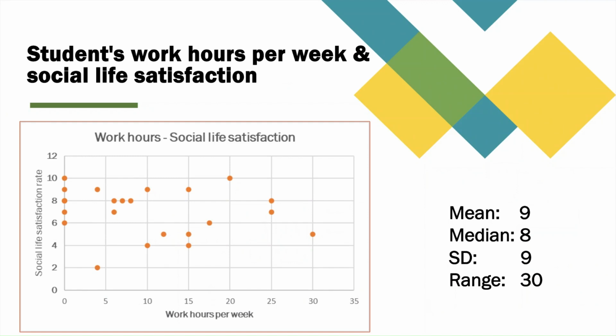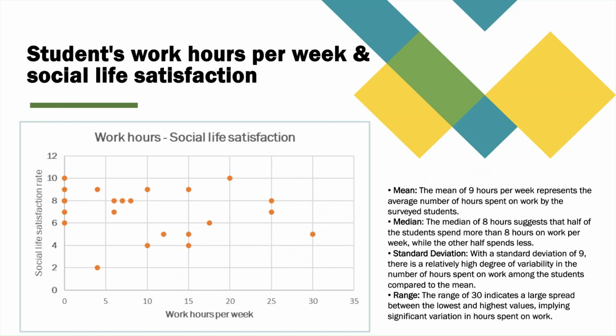For students' work hours per week and social life satisfaction, the mean was 9, the median was 8, standard deviation was 9, and range was 30. The mean of 9 hours per week represents the average number of hours spent on work by the surveyed students. The median of 8 hours suggests that half of the students spend more than 8 hours on work per week, while the other half spends less.